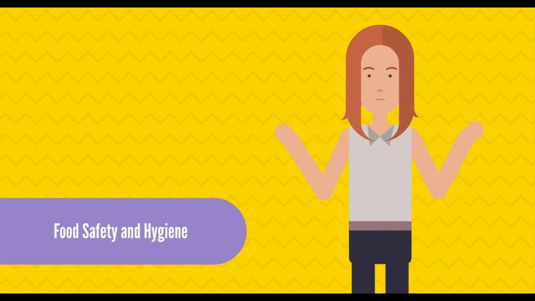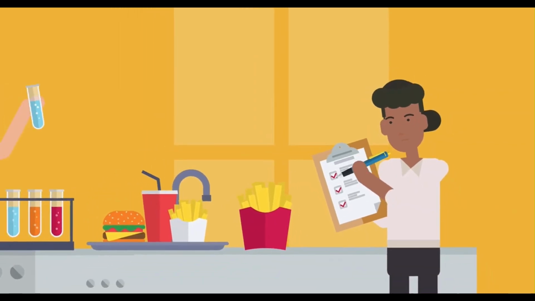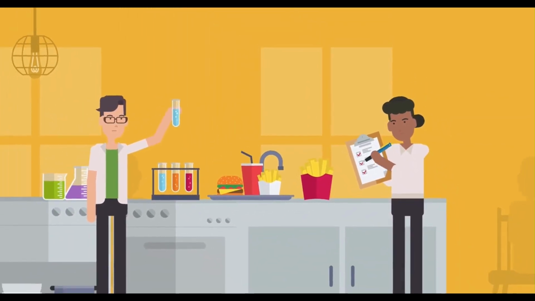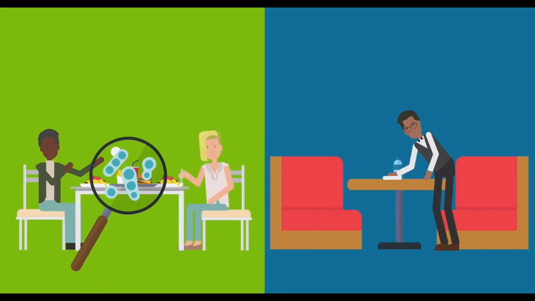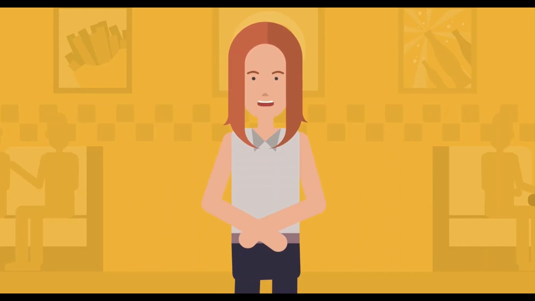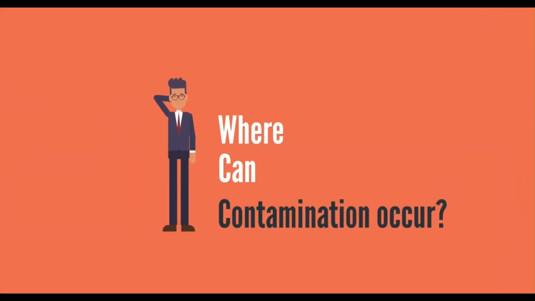Again. Last time, we explored the causes of food poisoning such as microorganisms. Today we will discuss how we can detect and prevent contamination. Let's get right to it. First question, where can contamination occur?